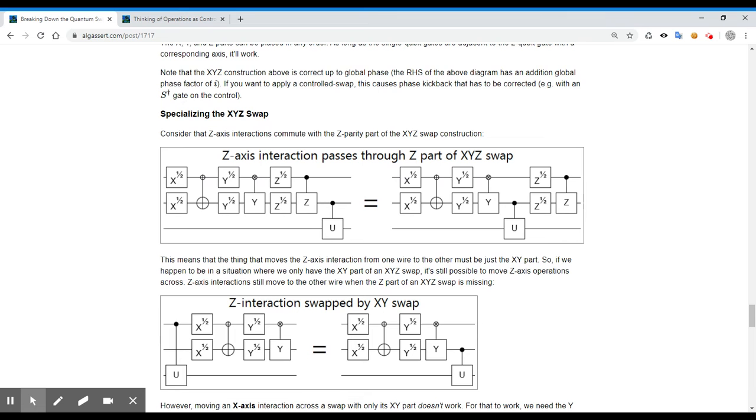Specializing the XYZ swap. Consider that the Z-axis instructions commute with the Z parity part of the construction, so they pass through the Z part of the XYZ swap. This means that the thing that moves the Z-axis interaction from one wire to the other must be just the XY part. So if we happen to be in a situation where we only have the XY part of an XYZ swap, it's still possible to move Z-axis operations across. Z-axis interactions will move to the other wire when the Z part of an XYZ swap is missing.